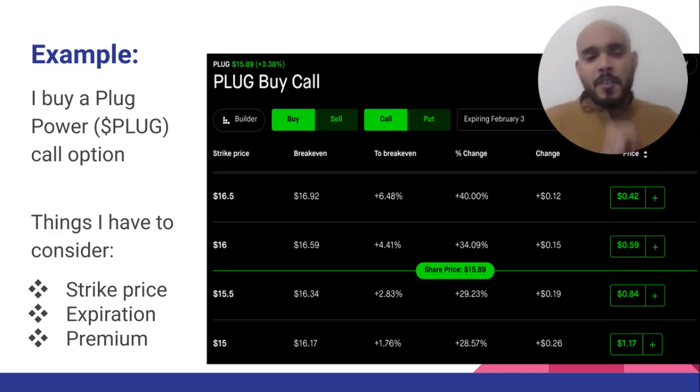Or I could just, for $59, lock in a $16 price, and I can hold on to those 100 shares after February 3rd, as long as I'm able to pay the $1,600. See, if I accepted a $17 strike price, I'd have to pay $1,700. I'd agree to that. So there's different ways to play options.